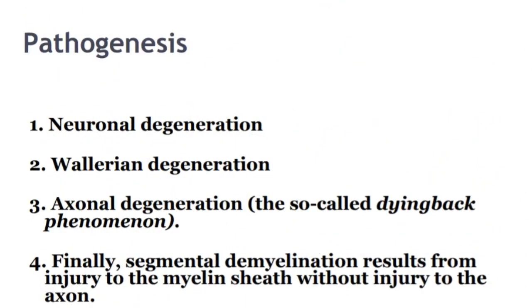The pathogenesis. Pathologically, nerve injuries can be divided into four major categories. First, neuronal degeneration, which results from damage to the motor or sensory nerve cell bodies with subsequent degeneration of either of their contiguous peripheral axon. So here, neuronal degeneration refers to the cell body with degeneration of its contiguous peripheral axon. Second, Wallerian degeneration results from damage to the axon at a specific point but below the cell body, with a degeneration distal to the injury.